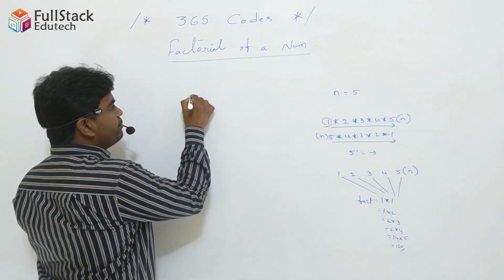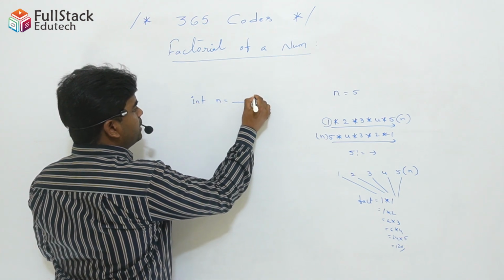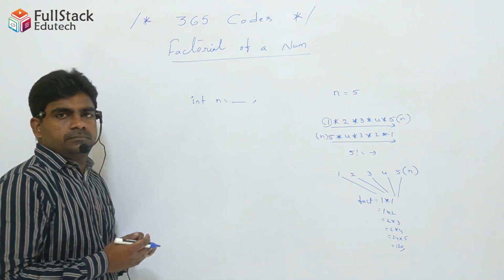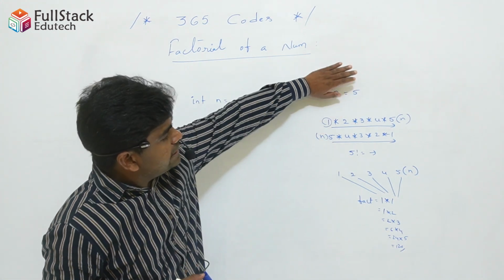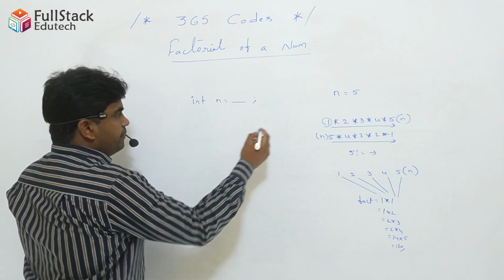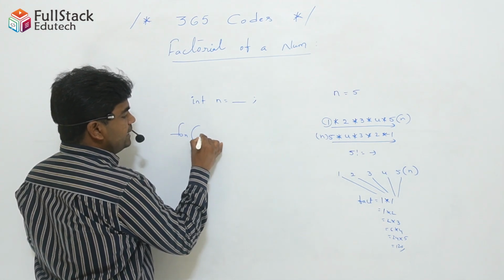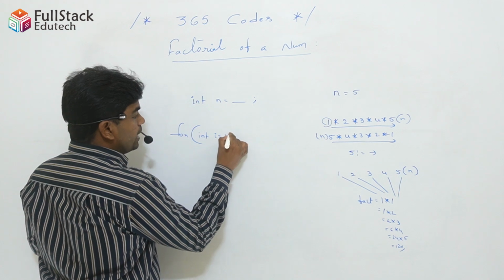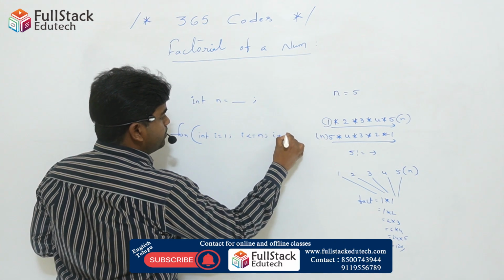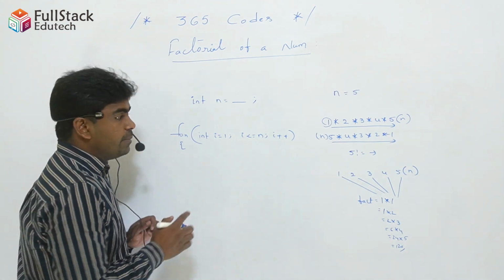So how can we write the final code? I am taking the number. What is the number? It's your wish. Anything you can take. Here, just for explanation's sake, I am taking the example as 5. We need to repeat the loop for integer i equals 1, i less than or equals to n, i plus plus. Repeating the loop from 1 to n.